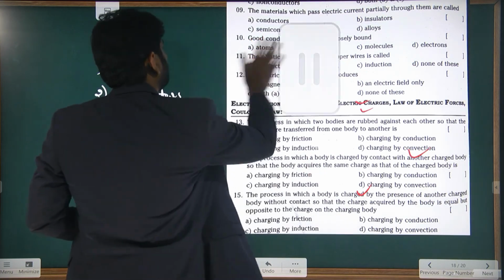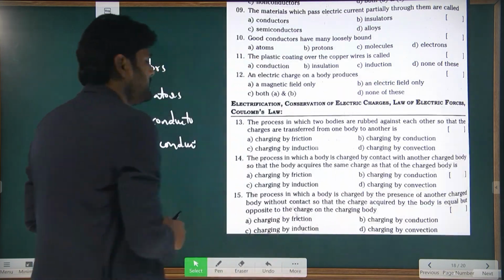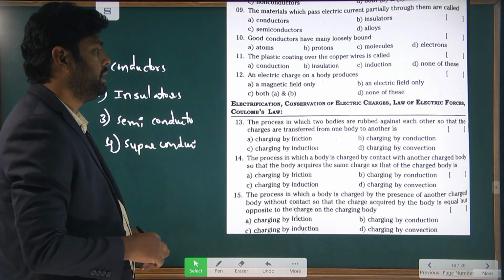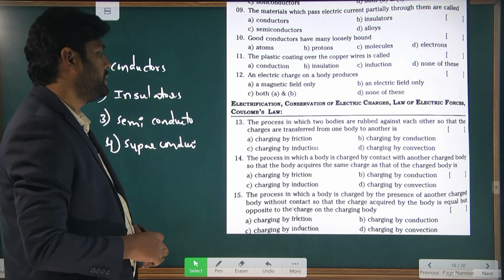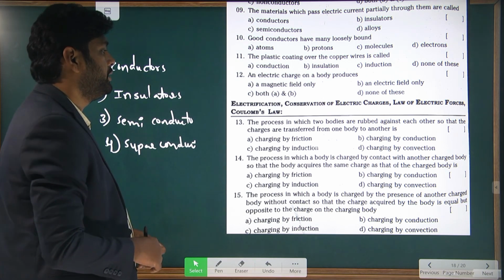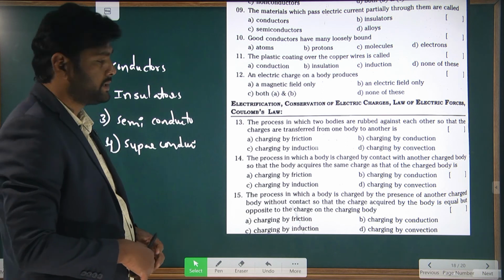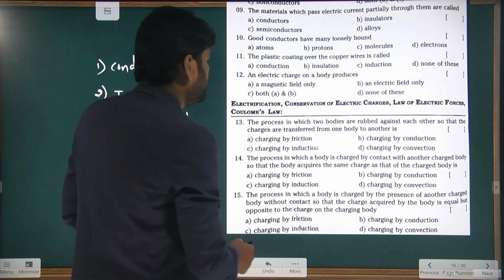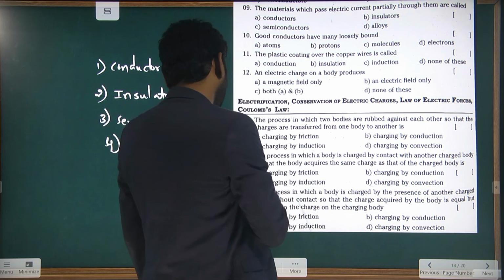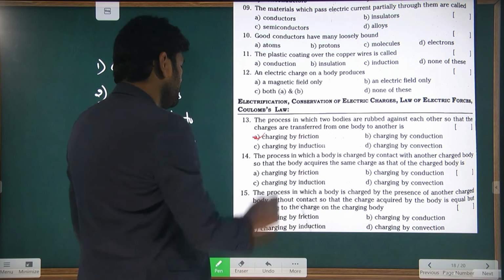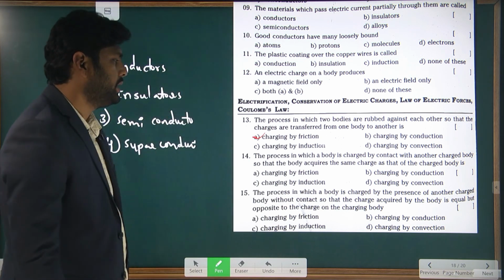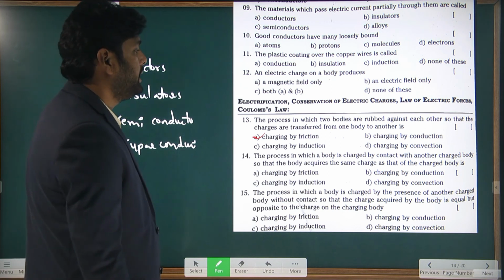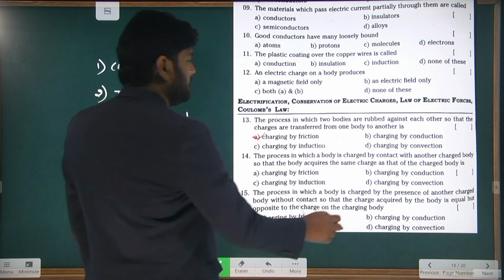So remaining questions. The process in which two bodies are rubbed against each other so that the charges are transferred from one body to another body. So actually, what is the process name? Charged by friction, sir. Yeah, charged by friction. Next, the process in which a body is charged by contact with another charge. Charged by conduction.